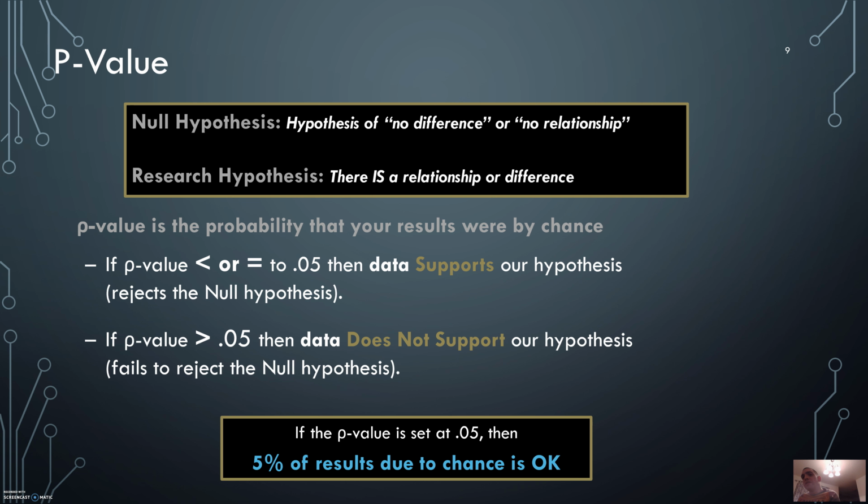The way that you can remember it is, if the p-value is less than or equal to 0.05, then the data that we have supports our hypothesis. This is also known as rejecting the null hypothesis. If the p-value is greater than 0.05, then the data does not support our hypothesis, or we fail to reject the null. And remember that this is basically trying to determine if your results are happening according to chance.